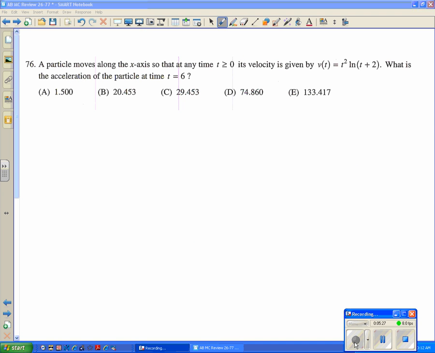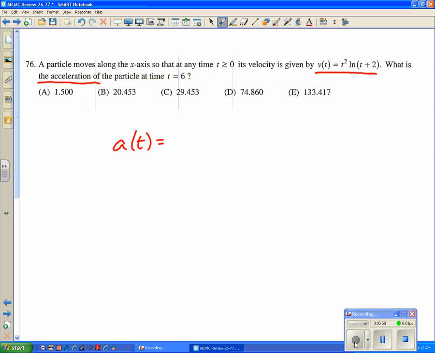We're shifting over now to part B of section 1. These problems may need a calculator, and 76, I believe, is one that needs a calculator. We're given velocity. We're asked about acceleration. We can certainly go off by hand and say the acceleration at t is equal to the derivative of velocity. And we've got a product here.